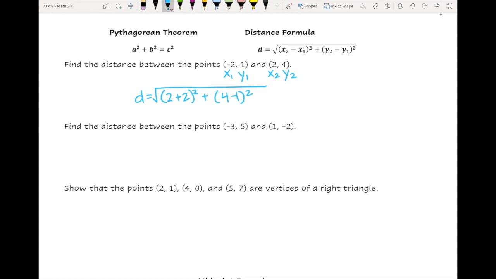So I would say the most common mistake on this is the order of operations. I do need to do what's inside our parentheses first here. The 2 plus 2 is a 4, so I have a 4 squared. 4 minus 1 is 3, so I have 3 squared.